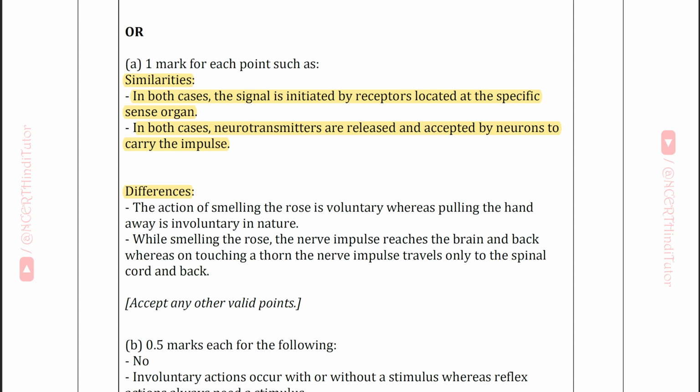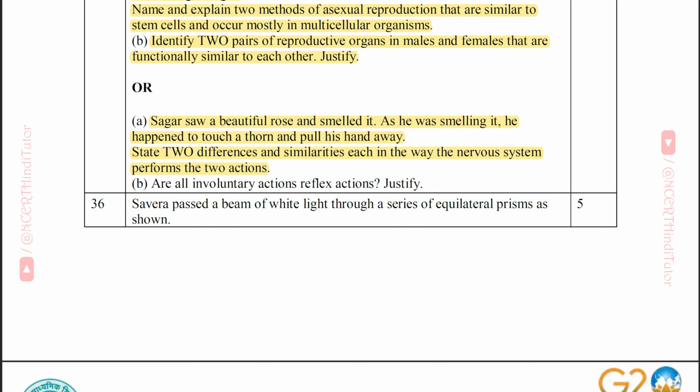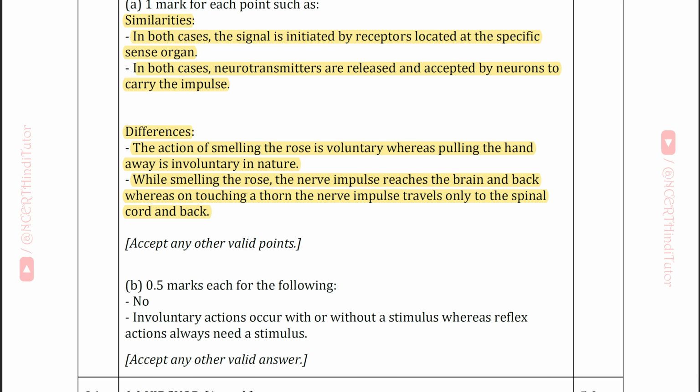Differences. The action of smelling the rose is voluntary, whereas pulling the hand away is involuntary in nature. When smelling the rose, the nerve impulse reaches the brain and back, whereas on touching a thorn, the nerve impulse travels only to the spinal cord and back. B. Are all involuntary actions reflex actions? Justify. Answer. No. Involuntary actions occur with or without a stimulus, whereas reflex actions always need a stimulus.